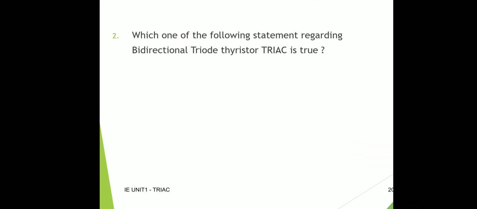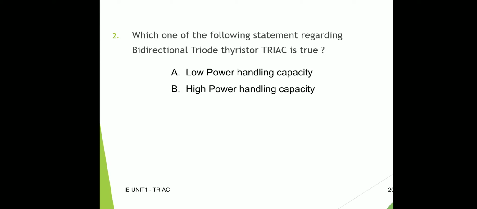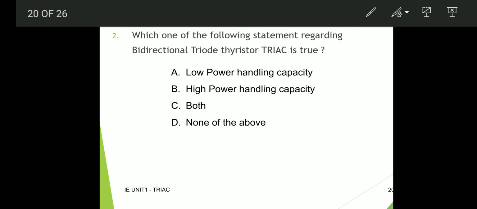Second, which one of the following statements regarding the bidirectional triode thyristor, triac, is true? Option A is low power handling capacity. Option B is high power handling capacity, C is both, and D is none of the above. Already we know that triac is a low power handling device. So option A is the true statement.